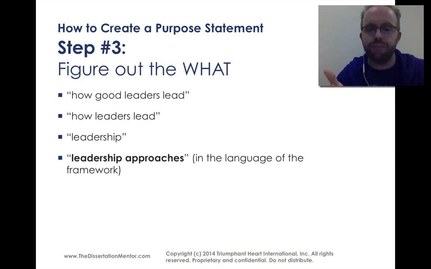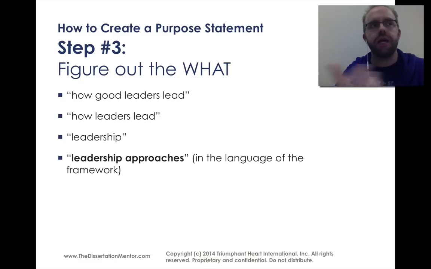So with the step, we did that. We went from how good leaders lead to how leaders lead to leadership approaches. And this narrowing process occurs. And it's always, in the end, the what, step 3, is always in the language of your theoretical framework.